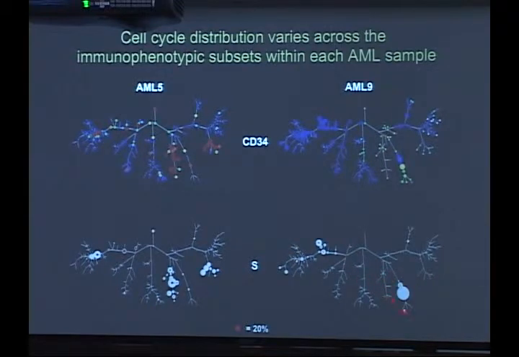We can see a very different pattern here in AML sample 9. There's this huge expansion of these immature proliferating populations in this branch with a very low fraction of S-phase cells. And then most of the proliferation, even though it's still relatively low, is coming from this region here. We scale the circle in the circle plot, so actually here, a completely filled circle is only 20% S-phase. So these S-phase fractions are actually quite low.